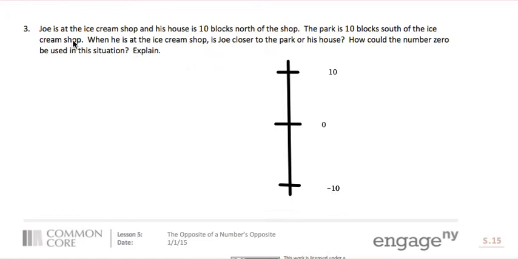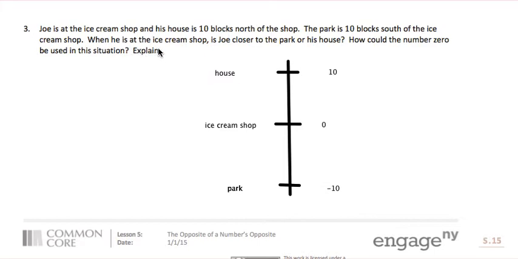Now, going back to our situation. Joe is at the ice cream shop and his house is 10 blocks north of the shop. So we must assume then that this is his house, and we'll label that in, but it also means that this would have to be the ice cream shop if his house is 10 blocks north of the shop. So we'll label that as well. And once we've labeled those two, and we continue, the park is 10 blocks south of the ice cream shop. That would put the park right here. Let's go ahead and label that and then answer the questions.